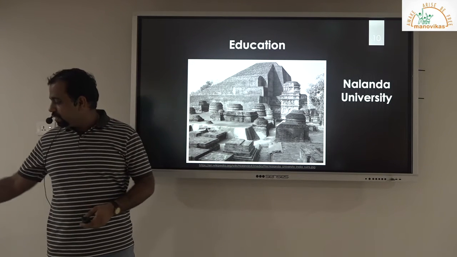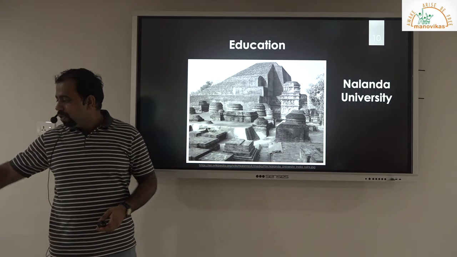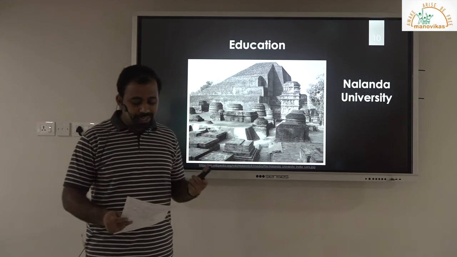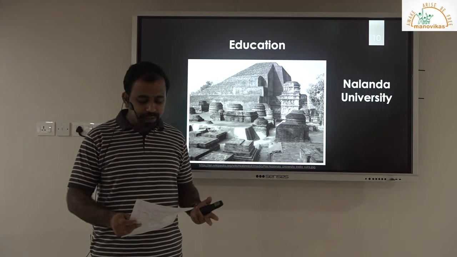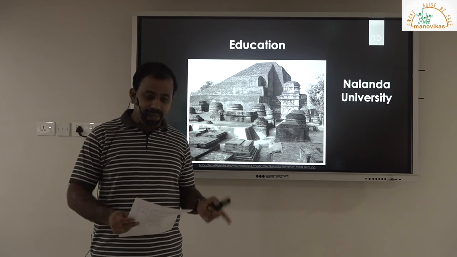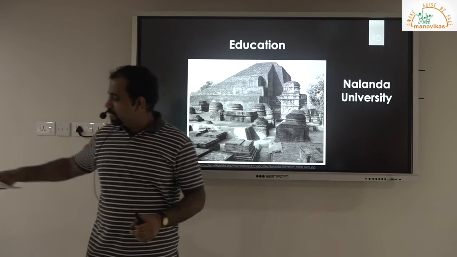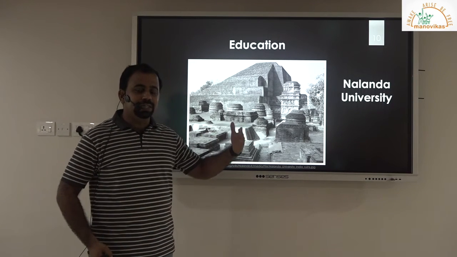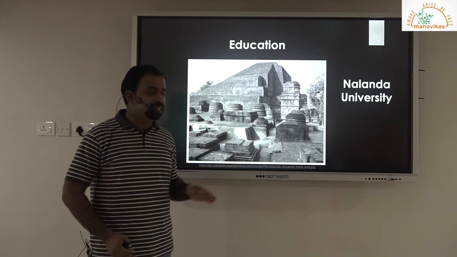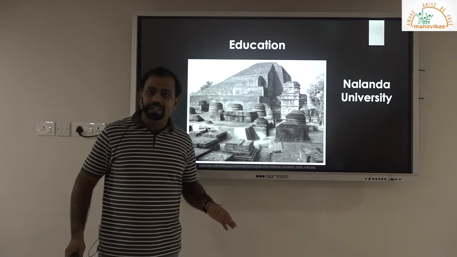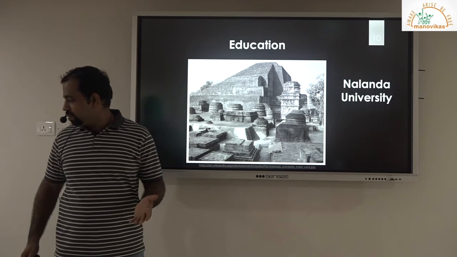In these universities, students were taught logic, grammar, philosophy, astronomy, literature, Buddhism, and Hinduism. This university, even after the fall of the Gupta Empire, lasted for many years. It was in the 12th century that this university was demolished by outside intruders.